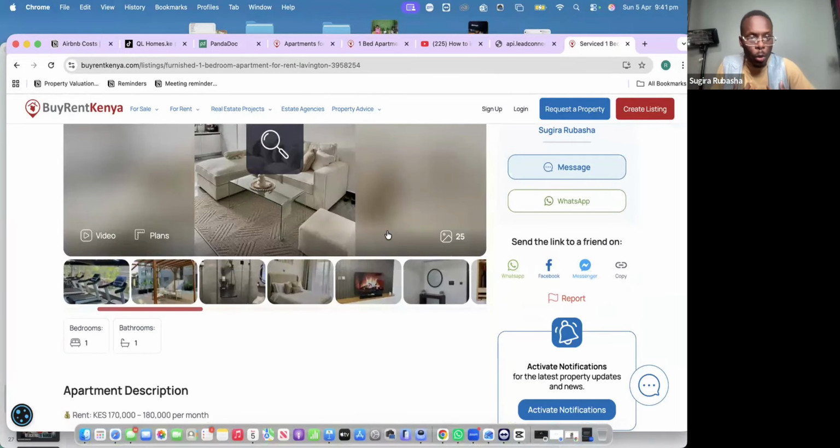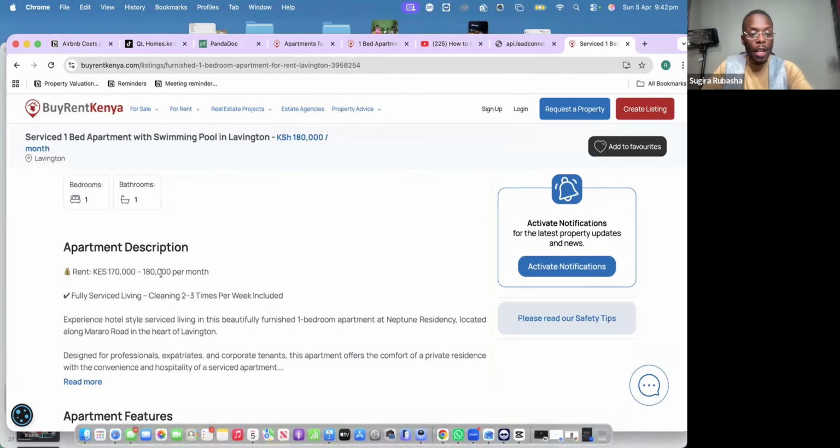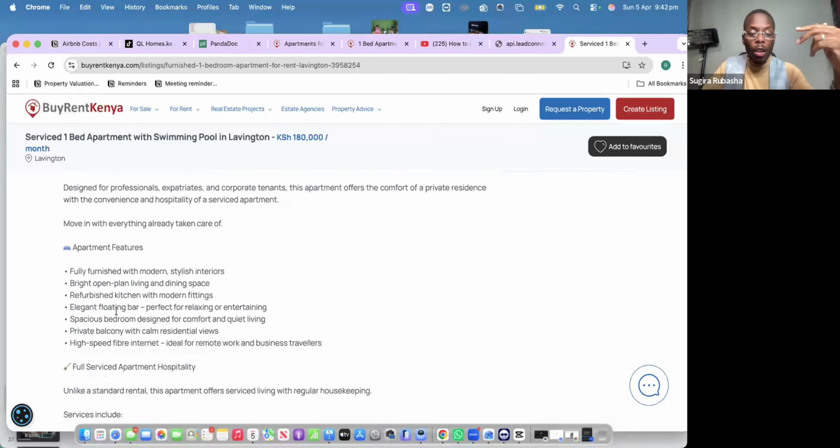Now, do you think I'm doing those things? No, of course, it's about building a team. It's a business. So you can see here, rent 170 to 180,000 a month, fully serviced, cleaning 2 to 3 times per week, and so on. It's basically like a hotel, but your own apartment, kind of like an Airbnb type of thing, but your own place. So we make it into a service apartment, and that's where people are making money because, like I said, you can charge higher rent because it's a business.